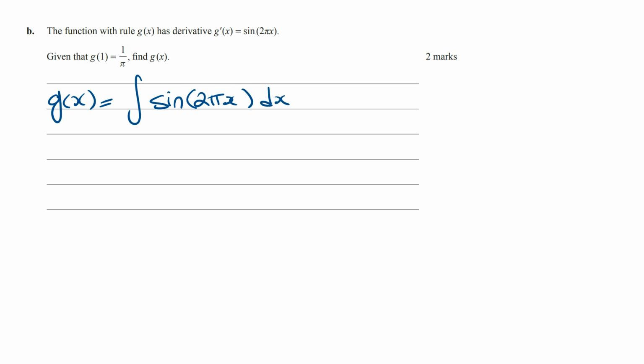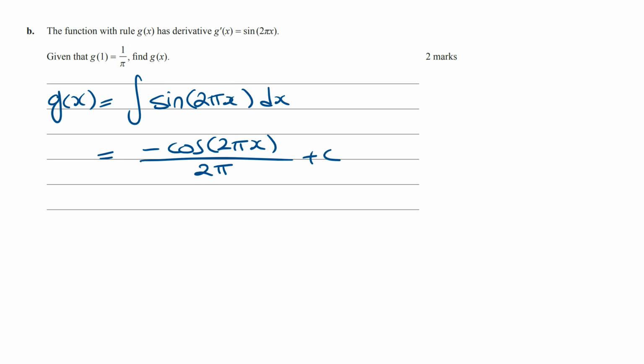Integrating a sine function, we're going to get a negative cos function, and so this is going to be minus cos of 2 pi x, and then we divide this by the derivative of what's inside the brackets, which is going to be 2 pi, and then we add the plus c.